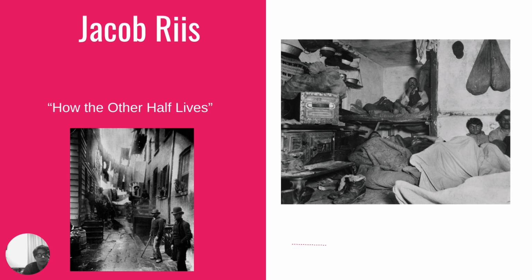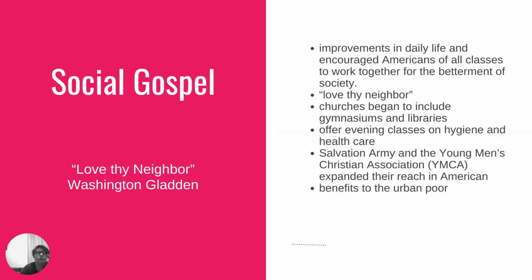Jacob Riis took a look at this tenement living in his book How the Other Half Lives, and he is using photography to expose the conditions to help promote change in these tenements. Other people who are looking to change and help with the tenement living are a lot of women who believe in the social gospel, which is where Christians start to focus on love thy neighbor. Whereas social Darwinism was like, just let them go, that's where they need to be, in the gutter. Social gospel is like, as a good Christian, you should help people.